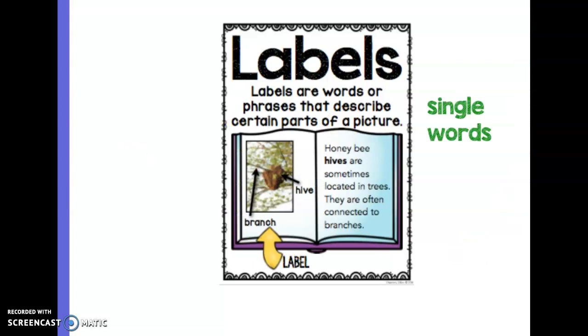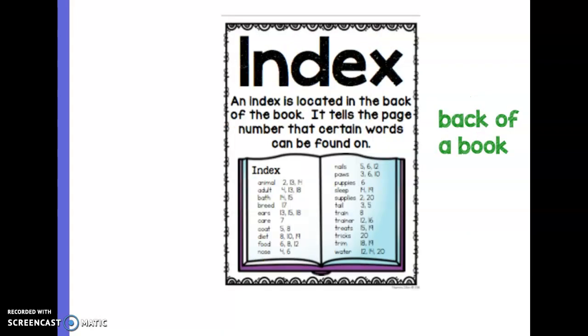The next text feature we're going to talk about is called an index. An index is located in the back of a book. It tells the page number that certain words can be found on.